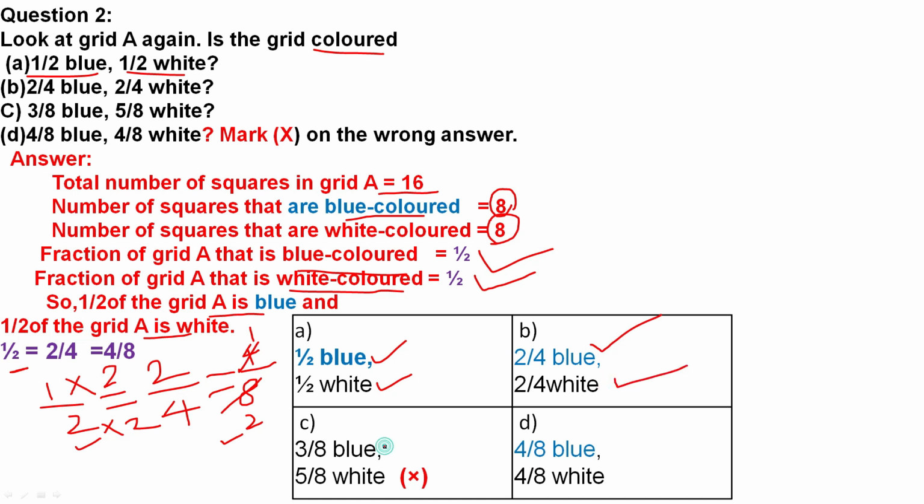Question number C, 3 by 8 blue and 5 by 8 is white. It is actually wrong in the box. 4 by 8 is blue. Yes, it is correct. 4 by 8 is white. Yes, it is correct only.